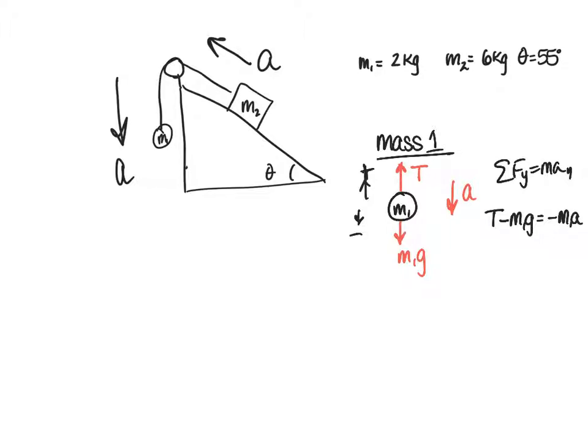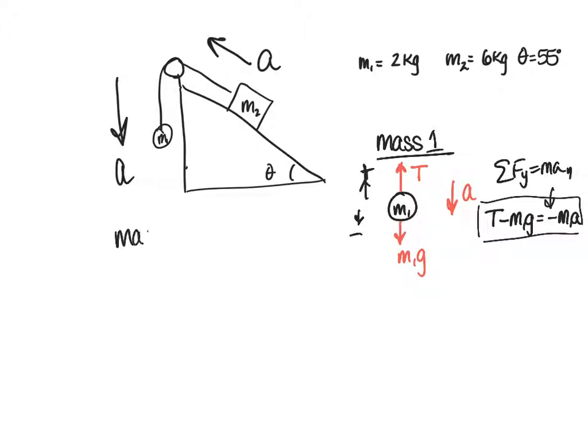This is really important because it's a common mistake where students forget that negative sign. If you forget that negative sign and you said the acceleration is downward, you'll get the wrong answer. You can't get the right answer if you forget that sign. So here's one equation that we get.